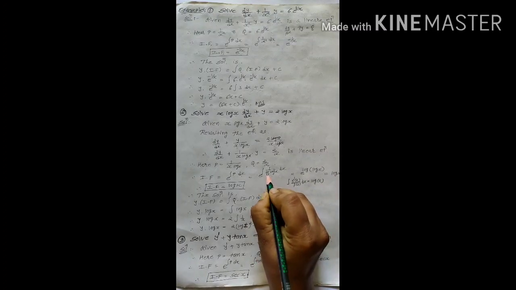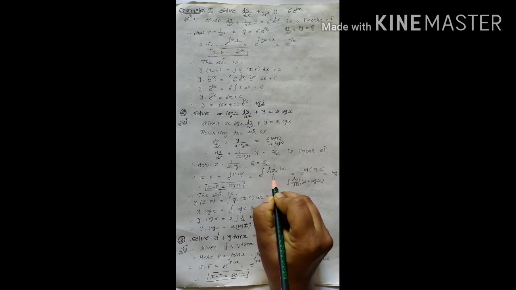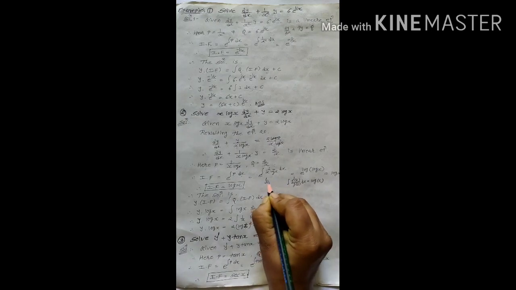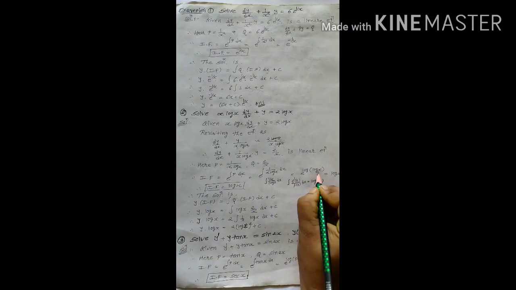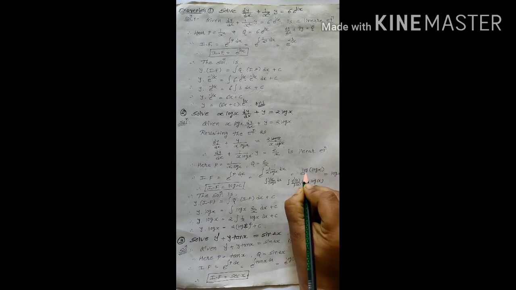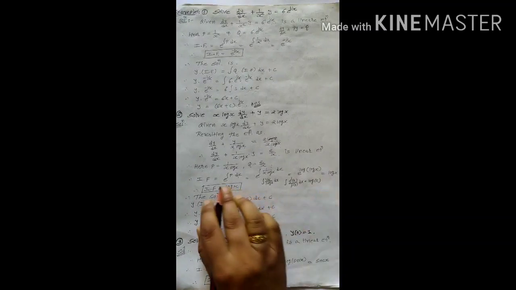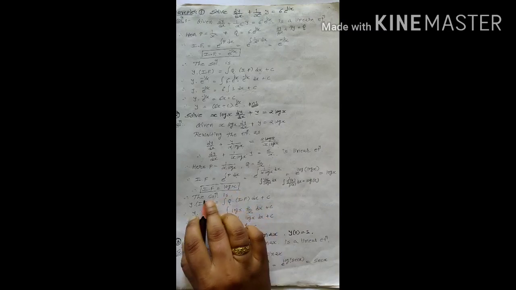Now, we can write here integration 1 upon x divided by log x. Now, we know that derivative of log x is 1 upon x. Therefore, integration 1 upon x divided by log x dx is equal to log of log x. Now, e raised to log is cancelled out. Therefore, only log x. Therefore, integrating factor is equal to log x.